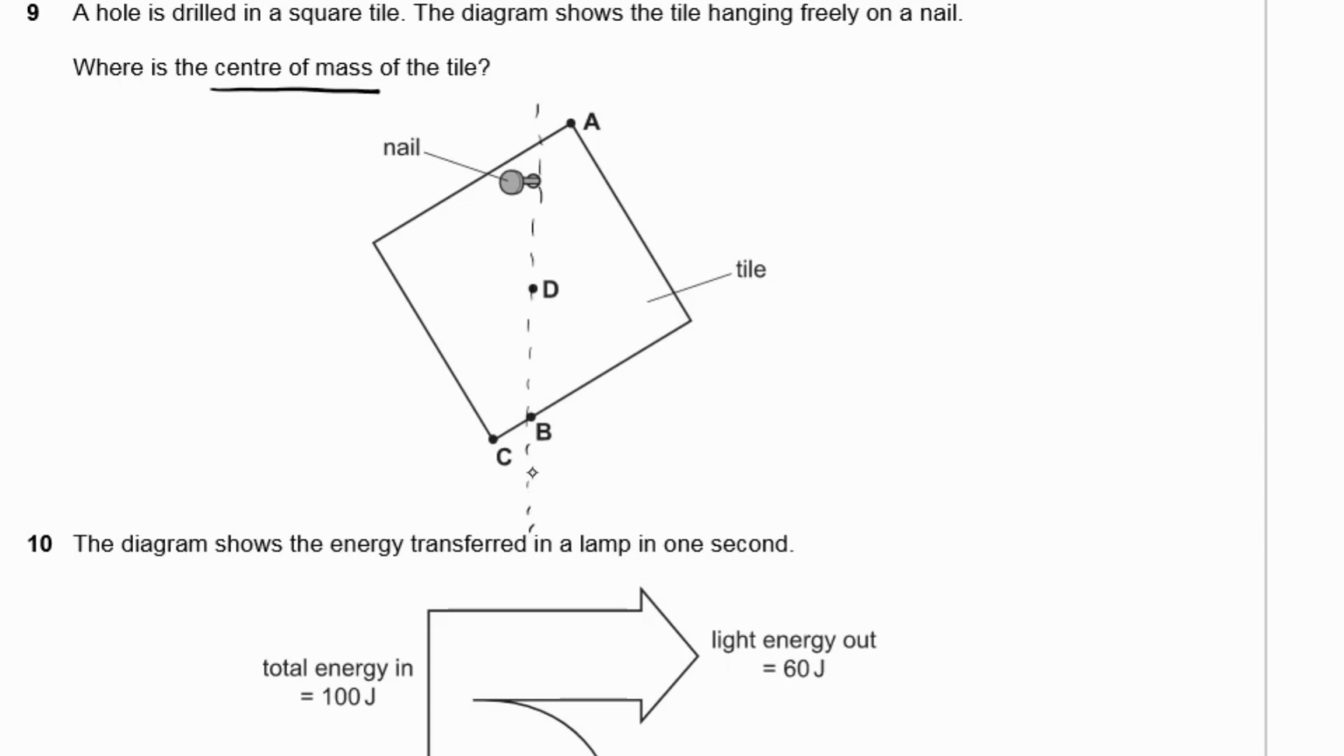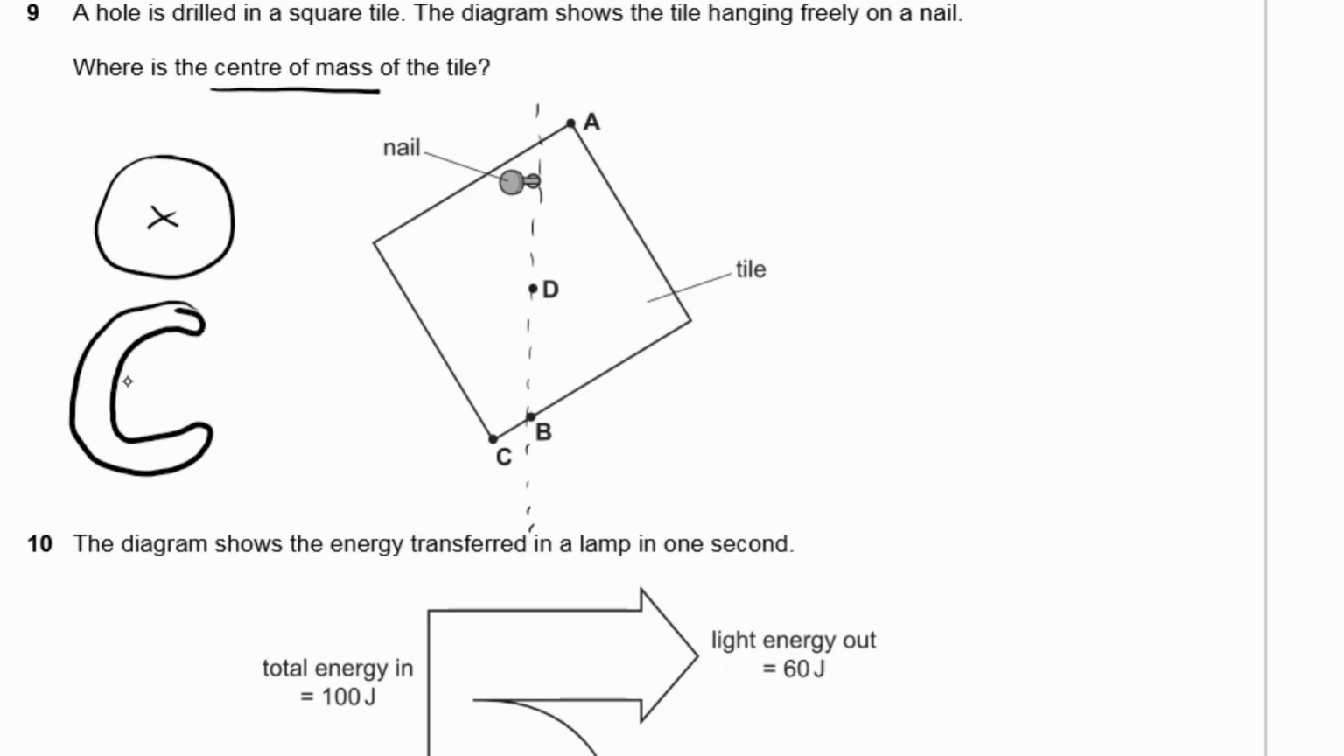Possibly D, possibly B. Now, from anything of this shape, we'd expect the centre of mass to be roughly in the centre. If I take a circle, I'd expect the centre of mass to be about there. If I take a crescent shape, in this case like a letter C, I'd expect the centre of mass to be about here. So in this case, I'm going to use the line of action to tell me it's either D or B, and then just the fact that I expect it to be in the middle to tell me it should be D.